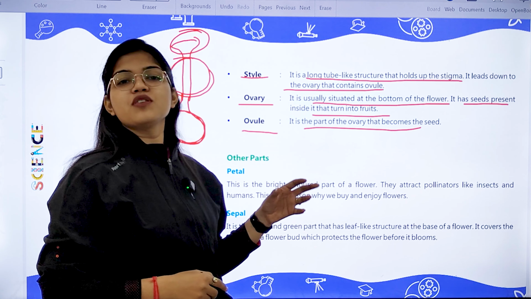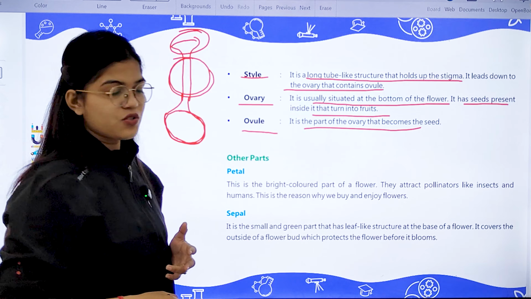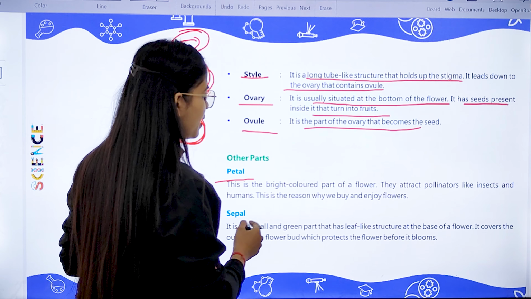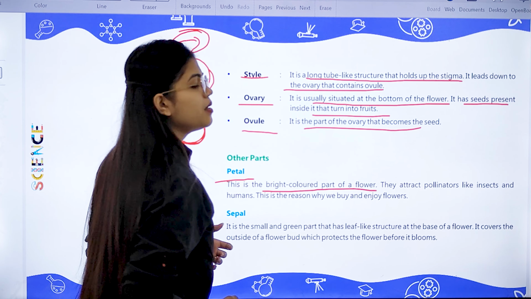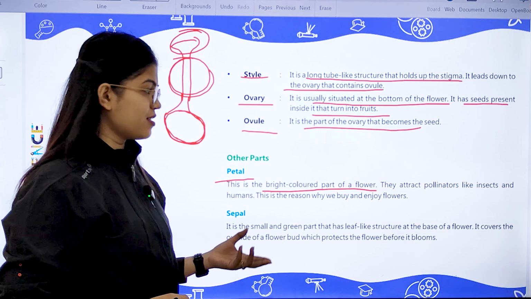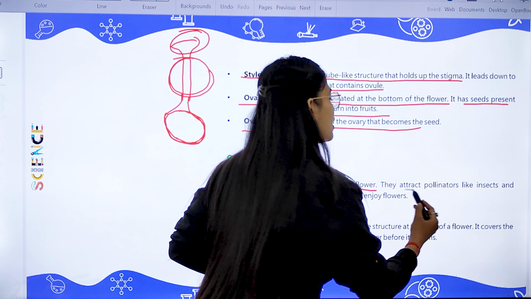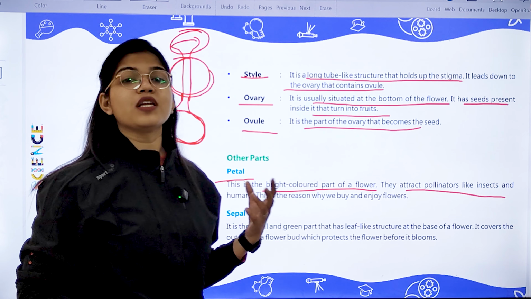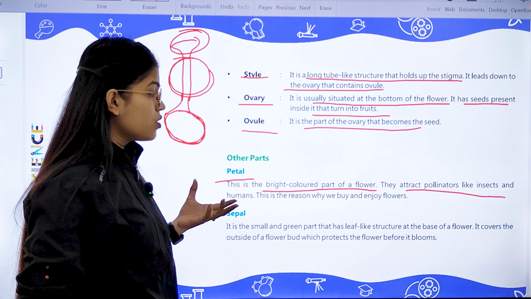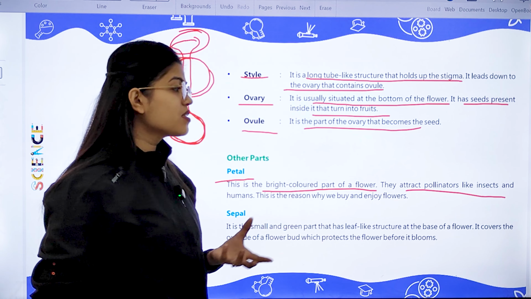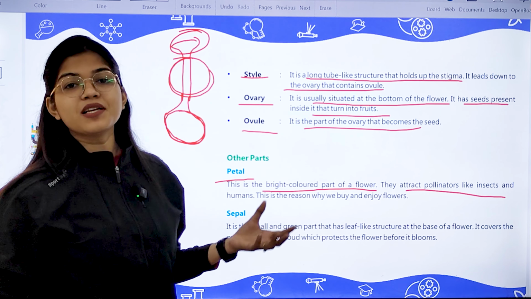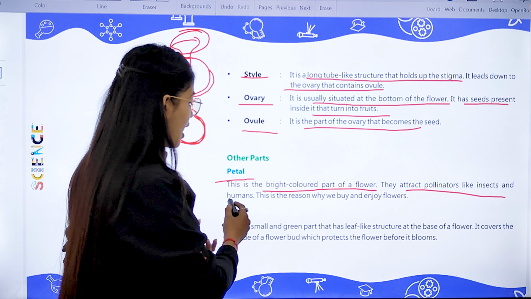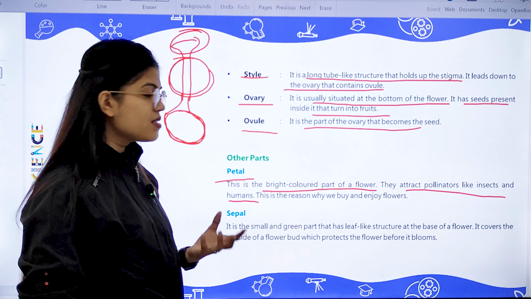Now, they have discussed some other parts of the flower also, like the petal. What are petals? The bright colored part of the flower. What do they do? They attract the pollinators, the agents which help to pollinate. So these pollinators, like insects and human beings, are attracted towards the petals. And this is the reason why we buy and enjoy flowers.